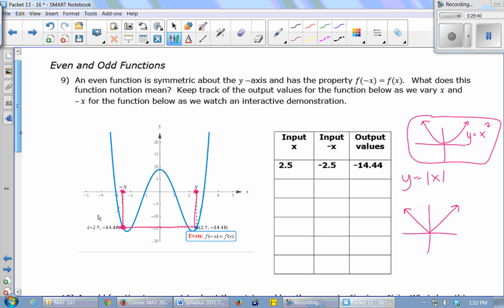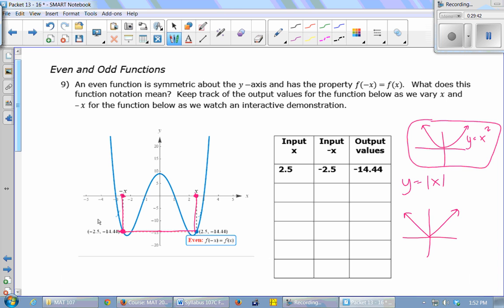So the way we write that with all our brand new function notation says if you plug in an x and you plug in a negative x, you get the same thing. This is the algebraic definition of an even function. It's always the case if the function's even.